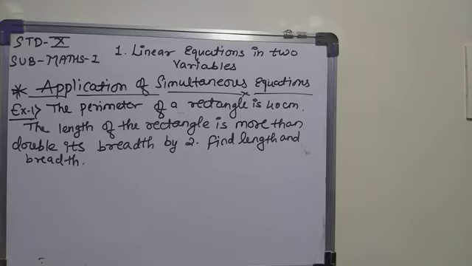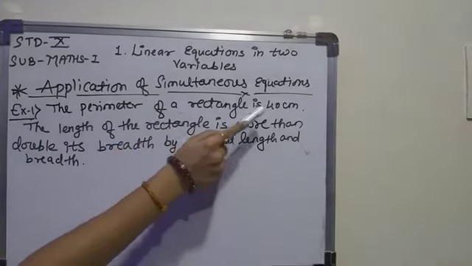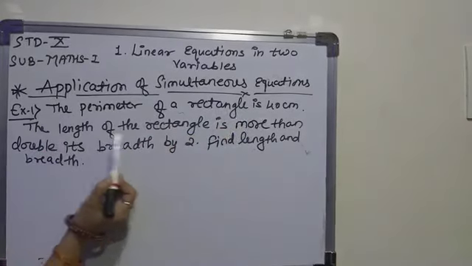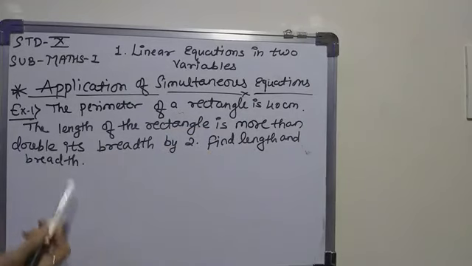The perimeter of a rectangle is 40 centimeter. The length of the rectangle is more than double its breadth by 2. Find the length and the breadth of the rectangle. So first we have to find the length and breadth. So we are going to assume length as x and breadth as y.